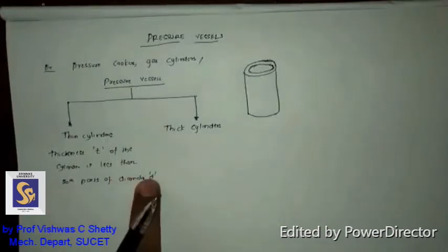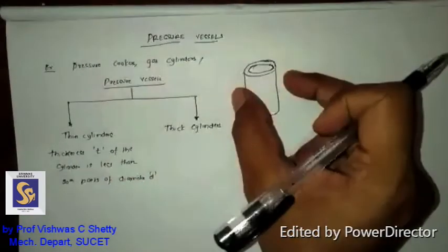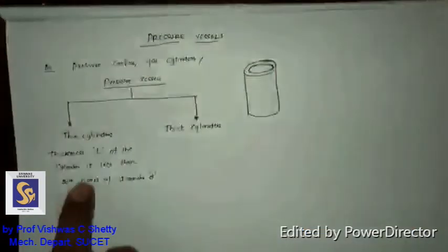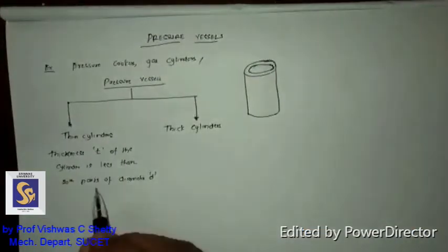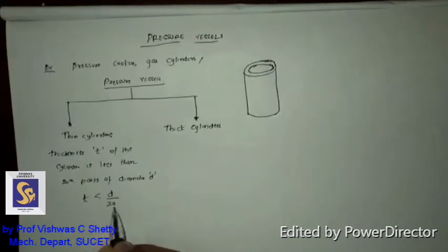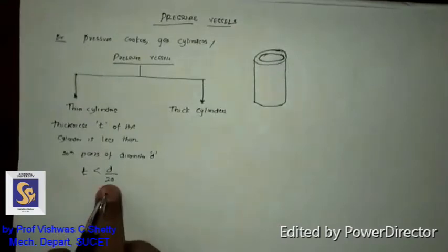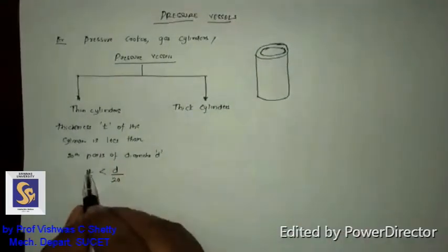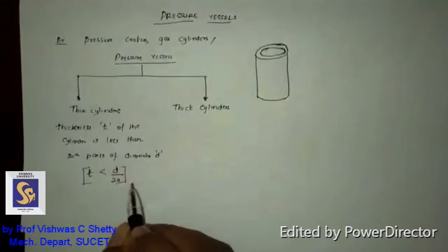If you divide the diameter into 20 parts, T should be even less than that. That means thickness should be less than D upon 20. So we divided the diameter into 20 parts, and the thickness should be even less than this. So this becomes a thin cylinder.